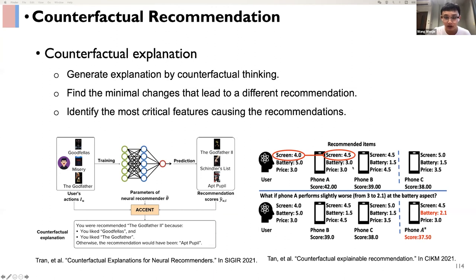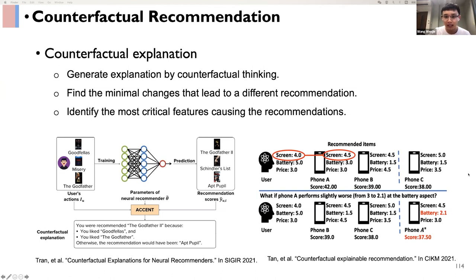But counterfactual explanation is different, because even though phone A has a matching score of 18 on the screen, phone B also has a matching score of 18 on the screen. But we can find that the difference is the battery. Because phone A has a better battery score, we rank phone A before phone B. So if we change the battery score from 3 to 2.1, phone A will not be recommended again. So actually the battery is the most critical feature for this recommendation. I don't know whether I have clarified this. The screen is the feature with the highest matching score, but battery is the most critical, influential feature that decides this recommendation.